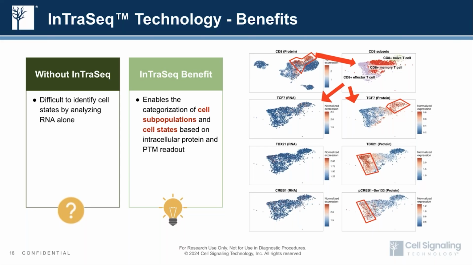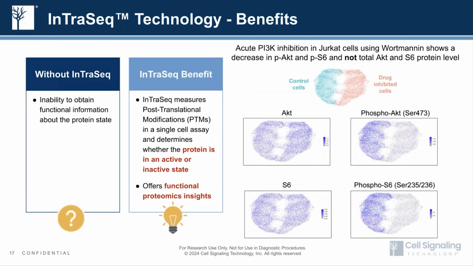Now, in the next experiments, we wanted to see, okay, can we actually measure post-translational modifications? So we took Jurkat cells, which are cancerous T cells, and we inhibited them with wortmannin, and this is an acute inhibition of 30 minutes. Now, wortmannin is an inhibitor of PI3 kinase, which is an intracellular protein that phosphorylates so many different proteins inside your cells.